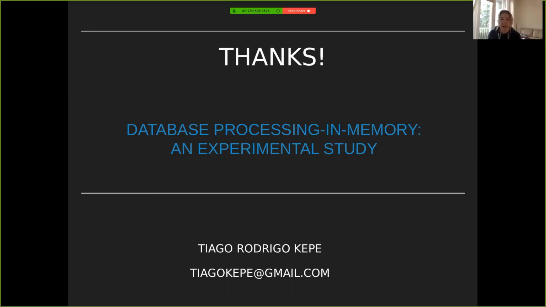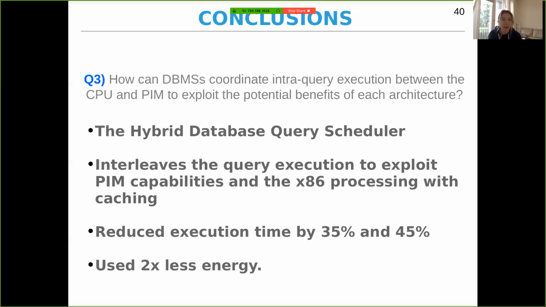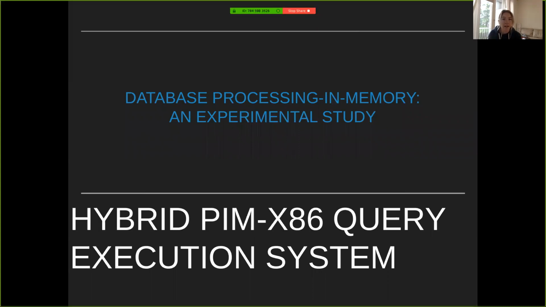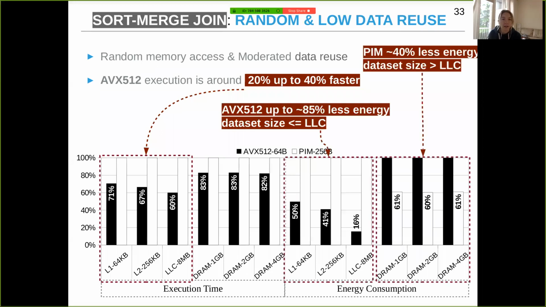Yeah, first of all, thanks a lot for the presentation, Tiago. I have a question regarding the experiment with sort merge join, if I recall correctly. Yeah, this one. So in the second section of the diagram, where the data do not fit in cache, PIM still seems to require more execution time, right? Why is that in this case?